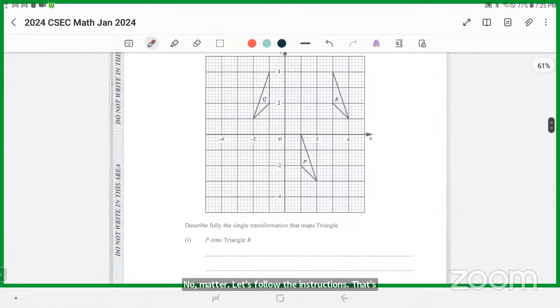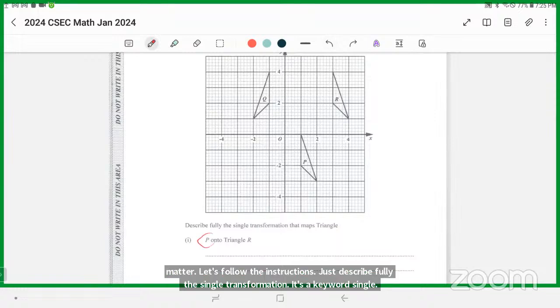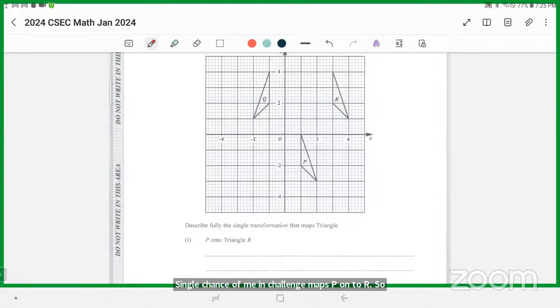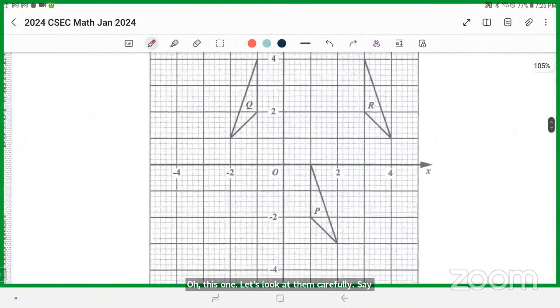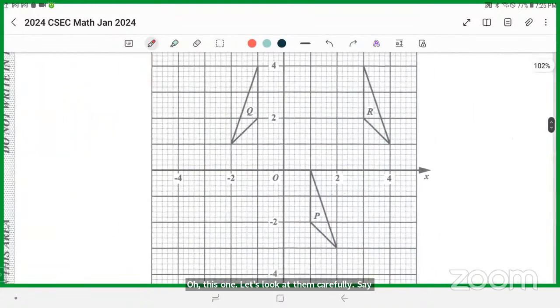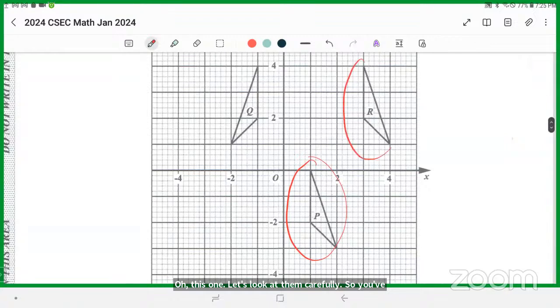Question says, describe fully the single transformation. Say keyword single. Single transformation which maps P onto R. So see, they went to R first. So from this one up to this one. Let's look at them carefully. Look at those 2 triangles. They are exactly the same. Just that they are in a different position.